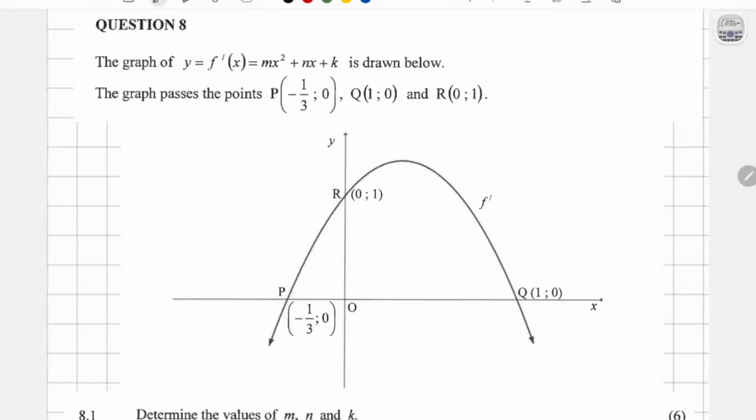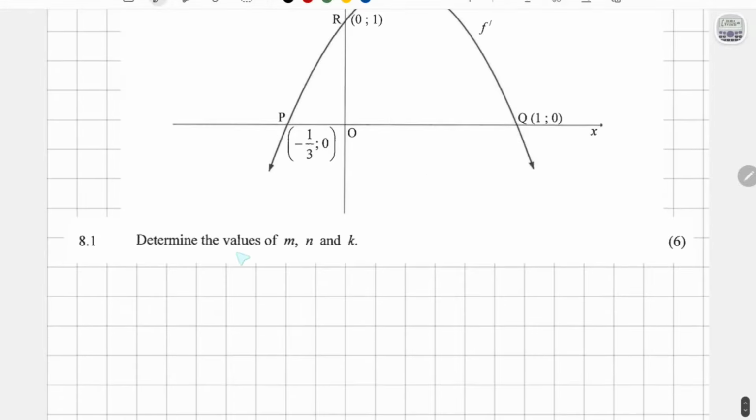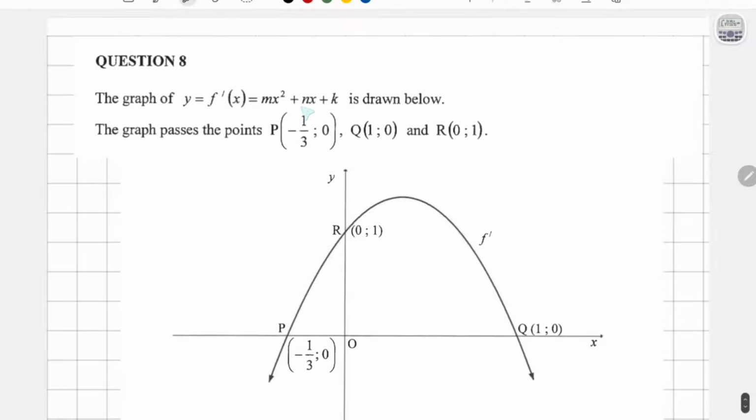Okay, so question 8, we have this. The graph of y is equal to f prime of x is equal to mx squared plus nx plus k is drawn below. Then they tell us that the graph passes the points P, which is -1/3 and 0, Q 1 and 0, and R 0 and 1. And first of all, we have to determine the values of m, n, and k. So we have to basically find the equation of this parabola.